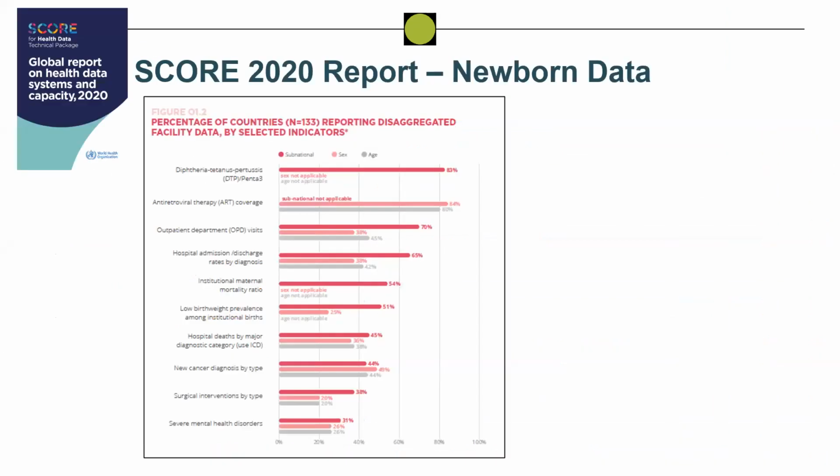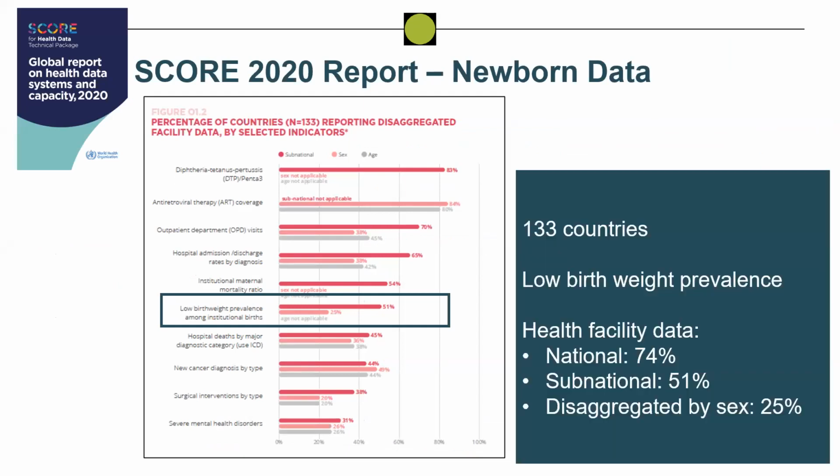In the SCORE 2020 report, low birth weight prevalence was the indicator that was assessed for newborn data. Among 133 countries, only 74% were reporting low birth weight prevalence from routine data nationally, only 51% subnationally, and disaggregated by sex, only 25% of those countries.